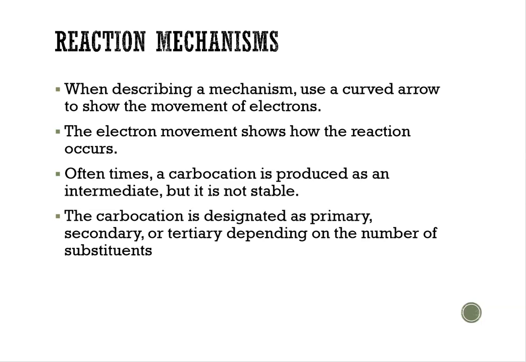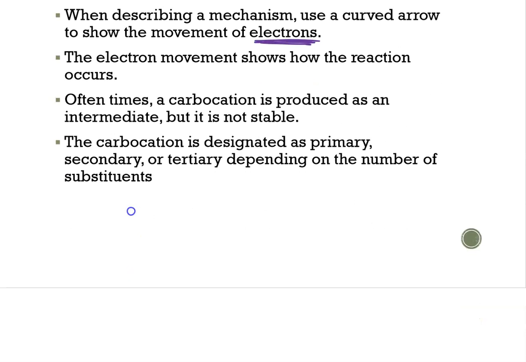All right, so for the mechanisms, when we draw these, we use a curved arrow to show the movement of electrons. So in order for a reaction to occur, these electrons are kind of what is guiding what's going on. So we kind of trace the path of the electrons to figure out what is going on in our reaction. Oftentimes, those flow of electrons will produce what is called a carbocation.